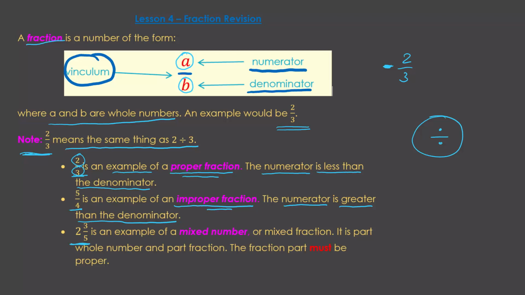Expressing something of the form 2 3/5, that's an example of a mixed number, or some people call them mixed fractions. It's part whole number, that's the 2 part, and part fraction, which is the 3/5 part. The fraction part must be proper in this case. So you can't do, for example, 3 7/6. That's not the way you would express that.